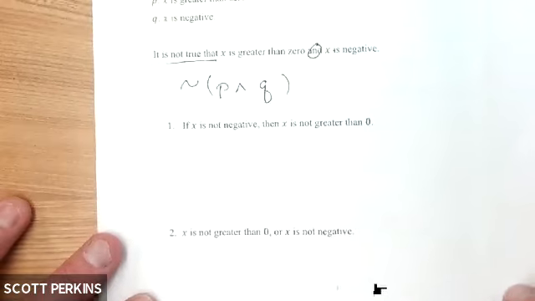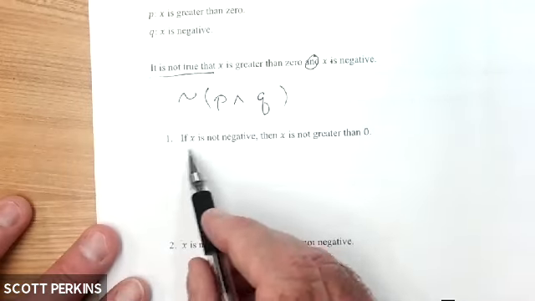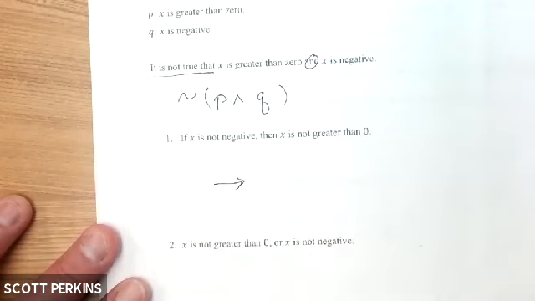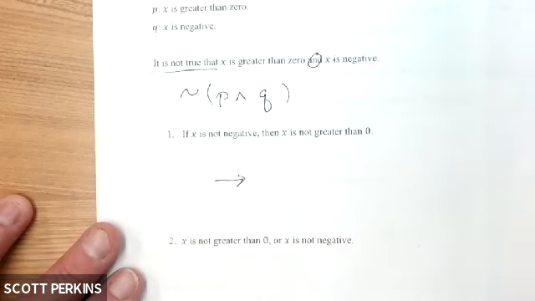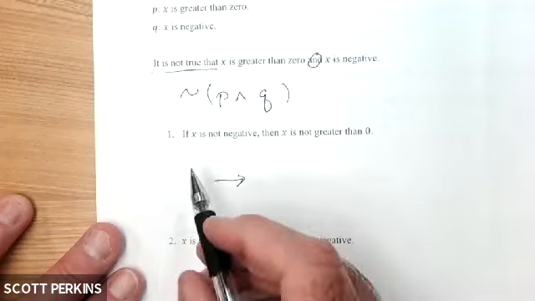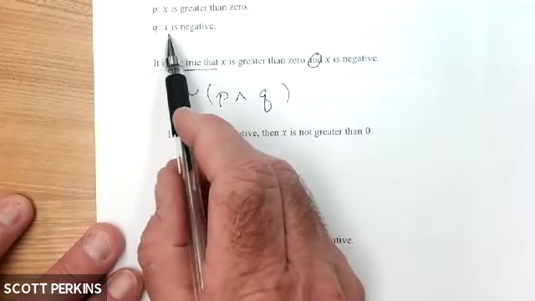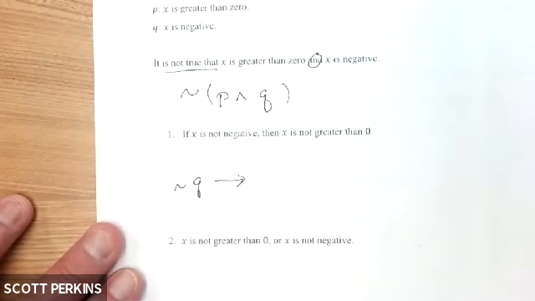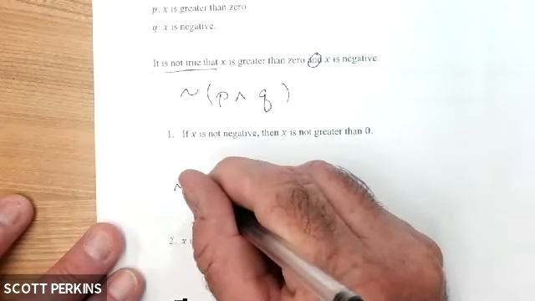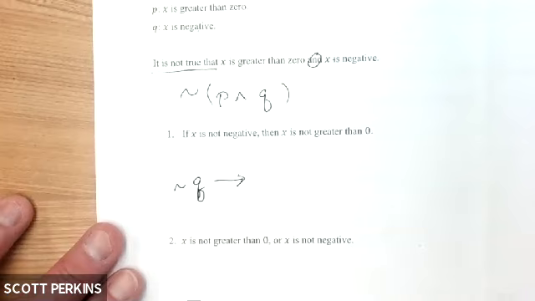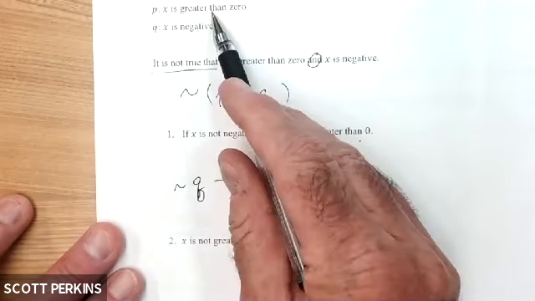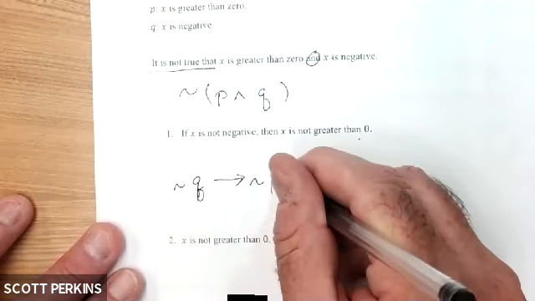Statement one says, if x is not negative, so it's an if-then statement, so I'm going to put an arrow. If x is not negative, that is the opposite of statement Q, so squiggly Q. That's not a great looking Q. Let me try again. Better? Then x is not greater than zero. Well, that is the opposite of statement P. So that is squiggly P.